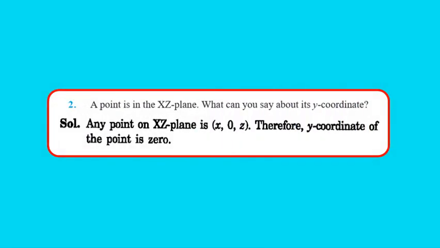Moving to question 2. A point is in the xz plane. What can you say about its y coordinate? Since the plane is xz, y is going to be 0. Because we know that any point on the xz plane has coordinates given by (x, 0, z). So the y coordinate is always 0 for any point on the xz plane. Clear? So pause and note down the solution.